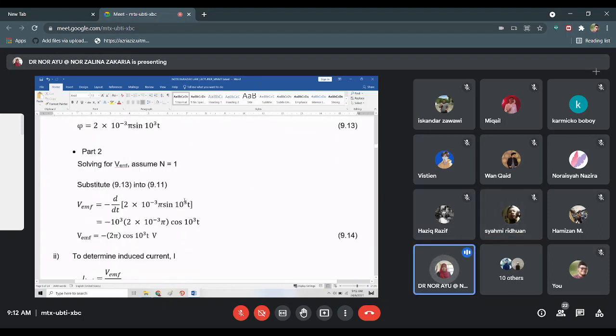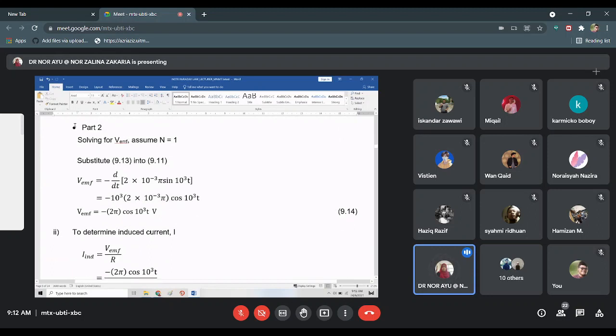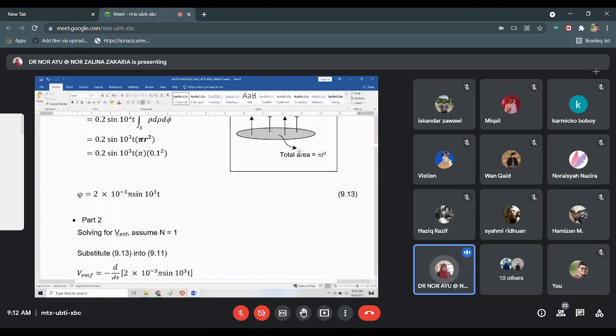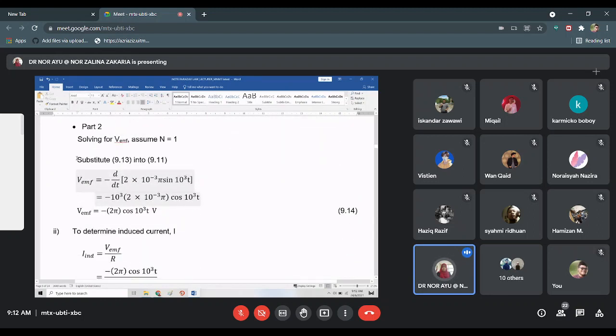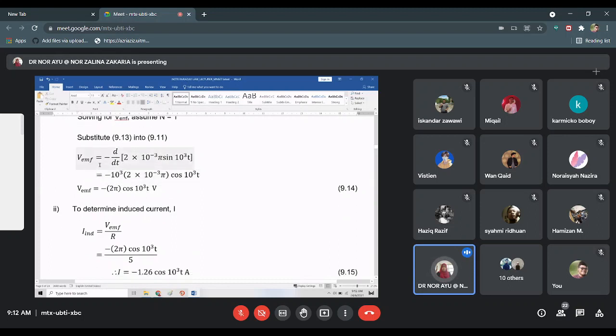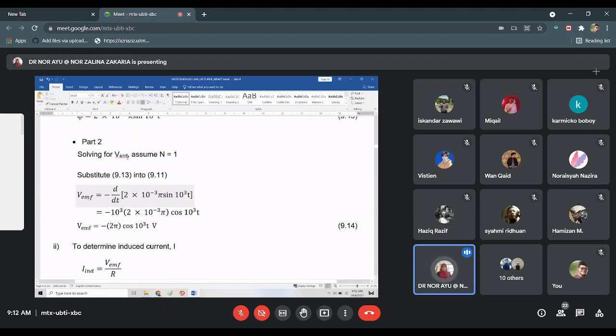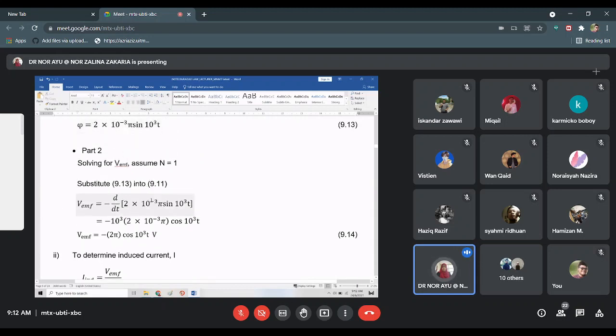Alright, so we have solved our flux. The second part, we need to differentiate. Assume n equals 1 because we have only a single loop over here. So V_EMF over here is negative d over dt times the flux. Your flux just now is 2 times 10 power of negative 3 pi sin 10 power of 3 t.